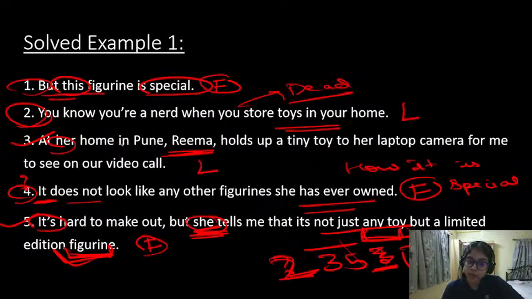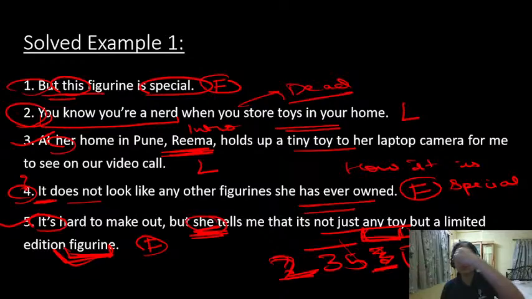At her home in Pune, Reema holds up a tiny toy to her laptop camera for me to see on our video call. So, this, "you know you're a nerd," could be an introduction for Reema, right? So rather than at the end, it will make more sense in the beginning, right? So although it's a dead sentence, it makes more sense right in the beginning.